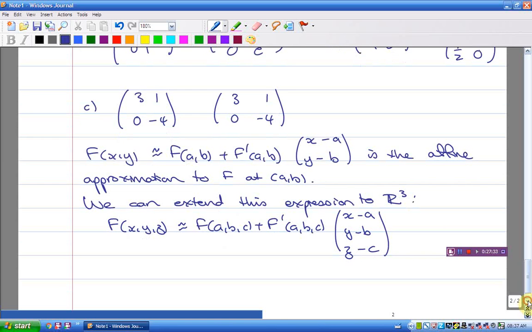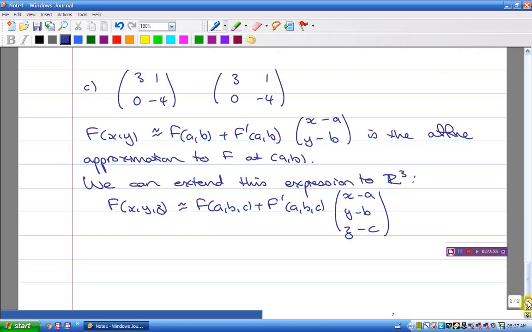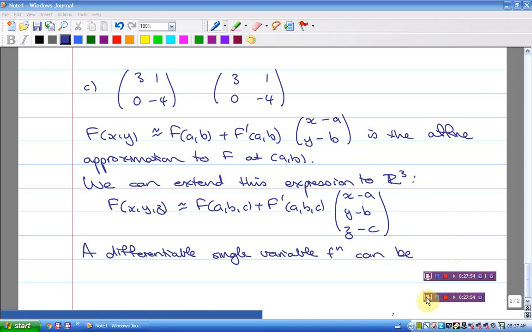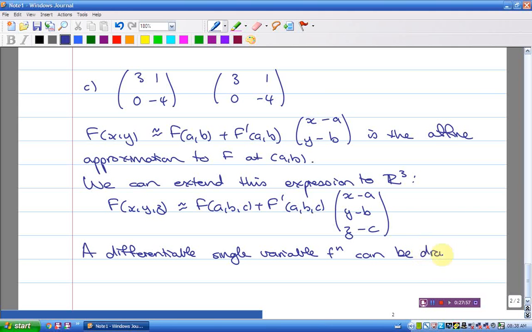So just to put this in the context of things that we already know, I'm at the bottom of another page. Ooh, this is going to be a 3-page lecture. That's quite a lot. A differentiable single variable function can be drawn as a curve and its linearization at a point is its tangent line.